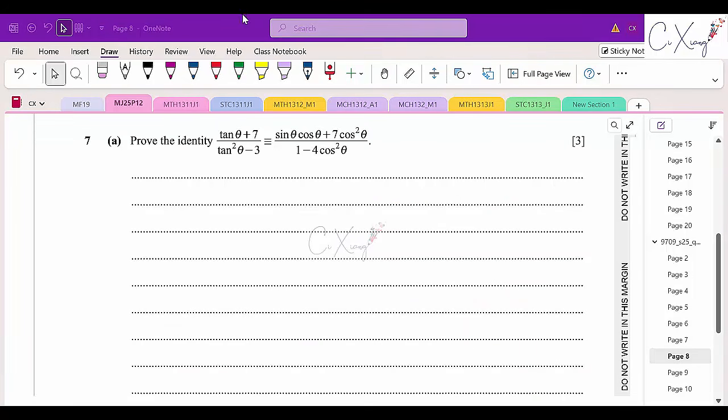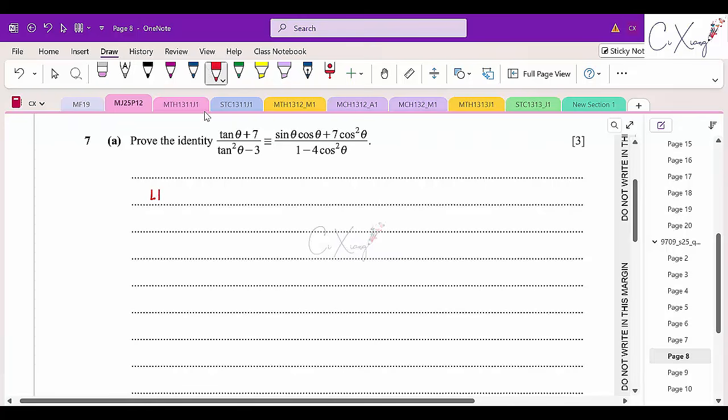So we are at question number 7 now. They want us to prove this identity. Okay, you can start from left to the right or right to the left. For me personally, I will start from the left hand side. The reason is because I have tangent on the left, right? If I want to expand it and change it to sine and cos, it's easier. Because to get the tangent, basically you just need to substitute sine over cos.